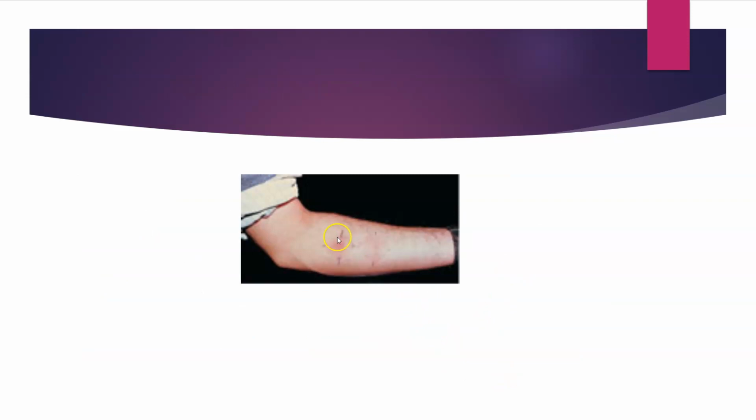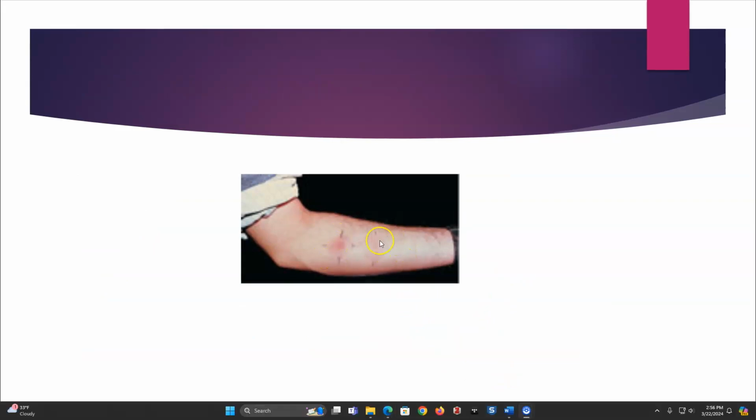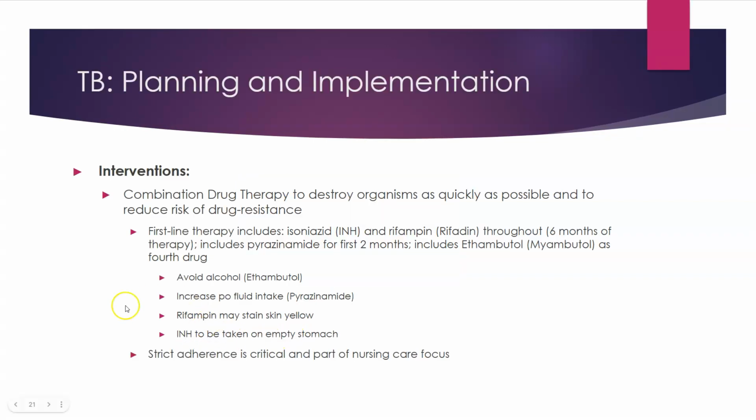So looking at the Mantoux, we're trying to see how big these red marks are, if any, to see if they've been exposed to TB. Planning and implementation with this, often it's combination drug therapy that's used to destroy those organisms, and we want to be very aggressive with this, so that we don't induce drug resistance. It is kind of rare within the state of South Dakota that we have drug resistance, but it's still possible.